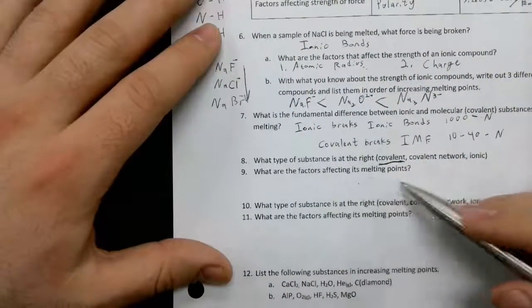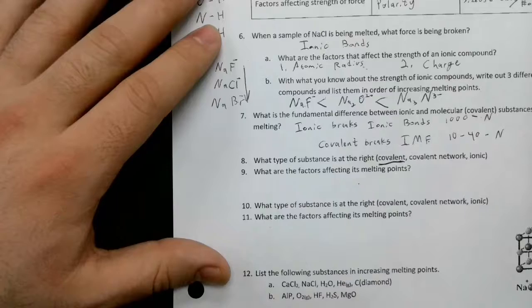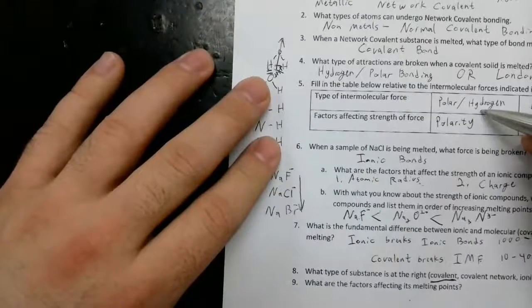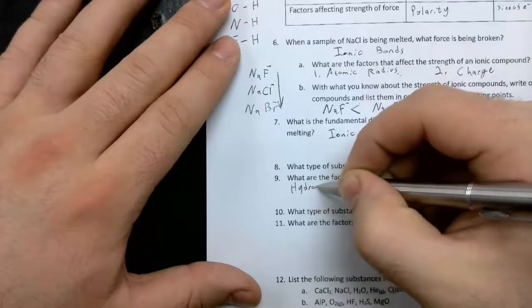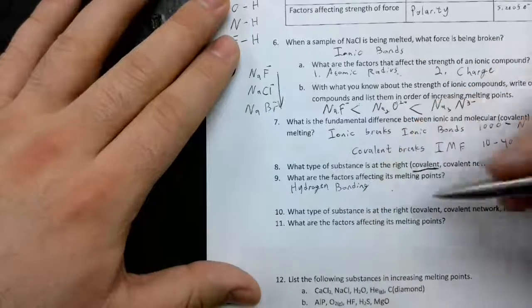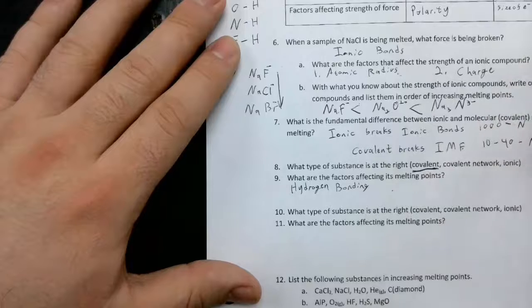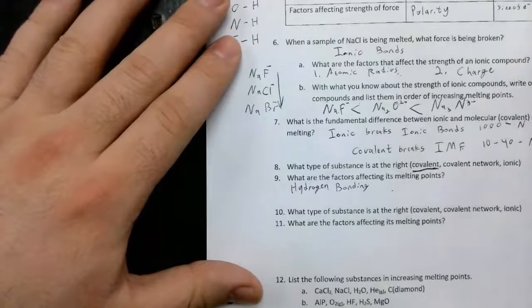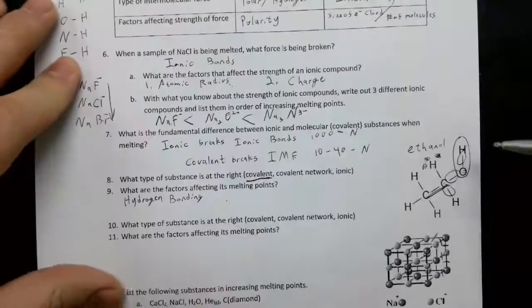So what are the factors affecting its melting point? Well, that's going to be the polarity of this. And look, we've got this oxygen to hydrogen bond here. That's going to fall under the category of hydrogen bonding. So hydrogen bonding is going to be the biggest factor affecting its melting point. That's also going to affect its boiling point. So ethanol, the alcohol version, which has that OH group over here.